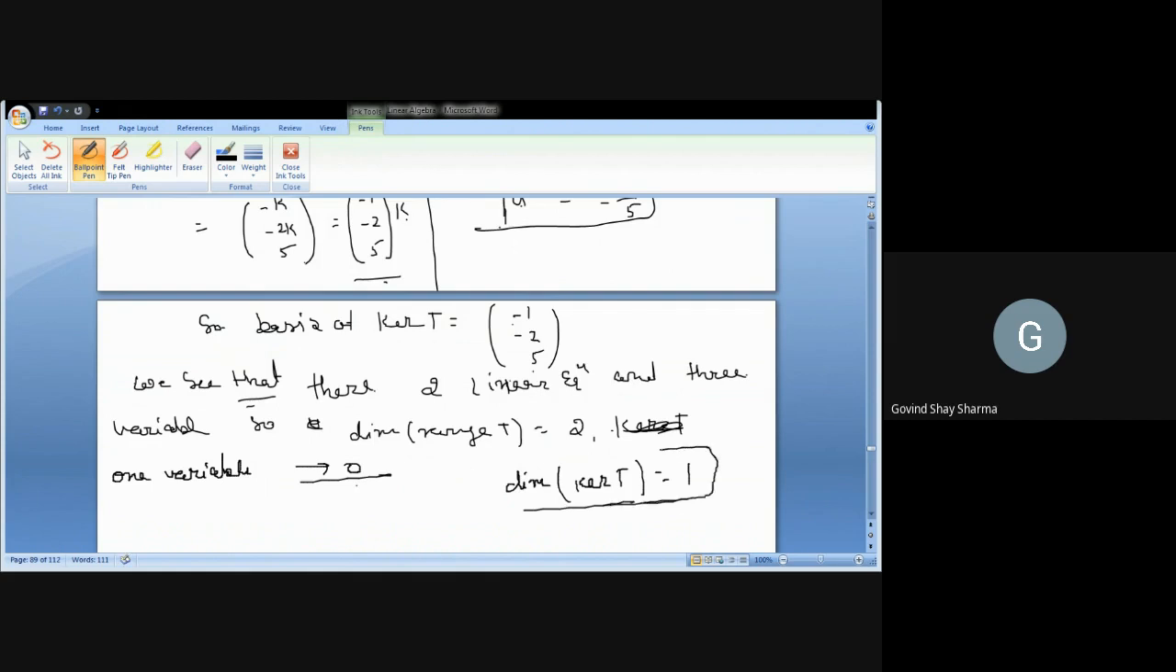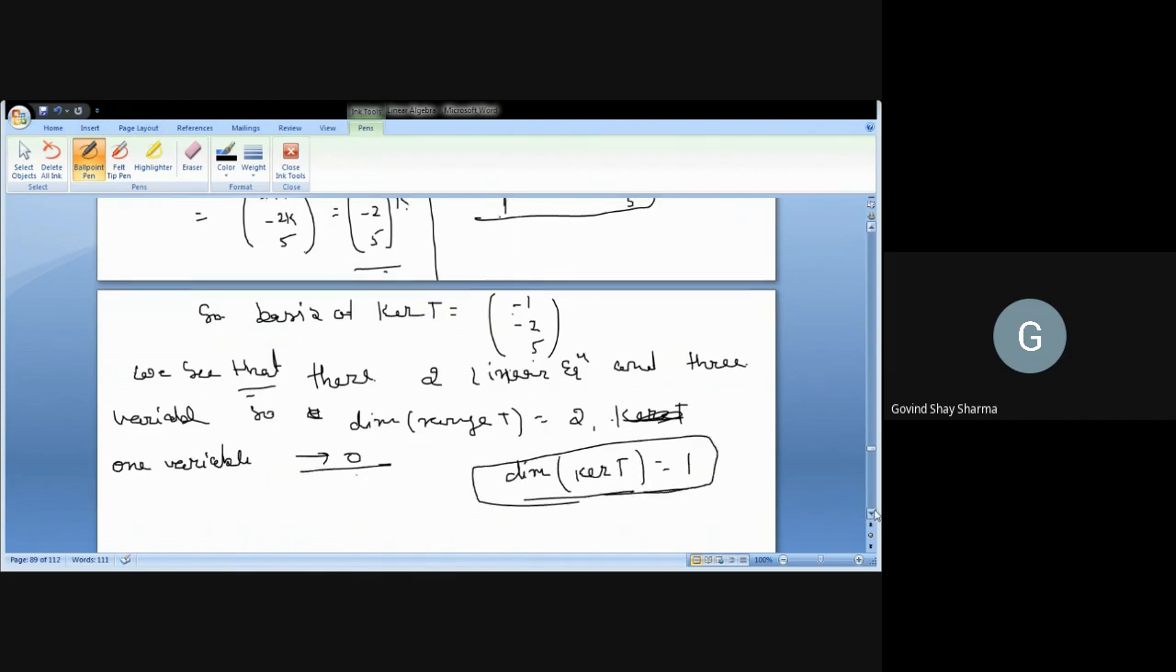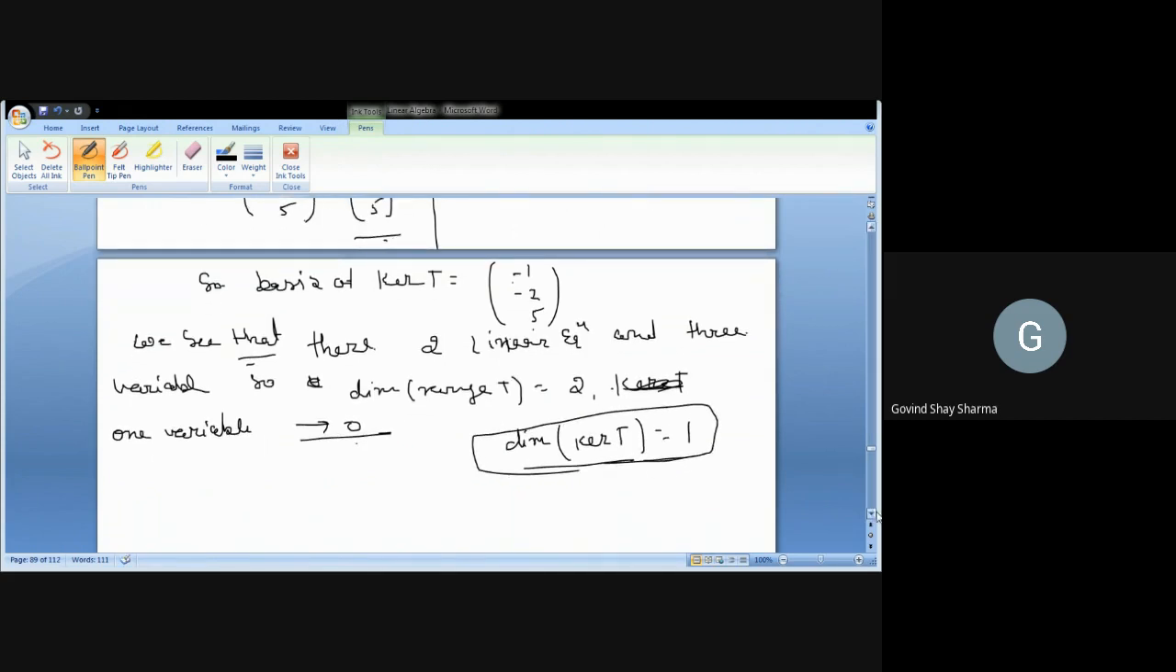This is called the nullity, the dimension of kernel, or we can say the basis of the null solution. Yes, null space dimension is called nullity. So nullity is there is only one element in the dimension of kernel T, so the nullity is 1.